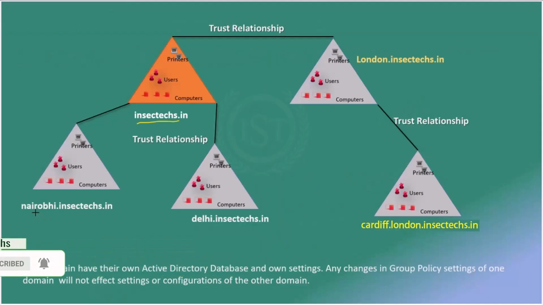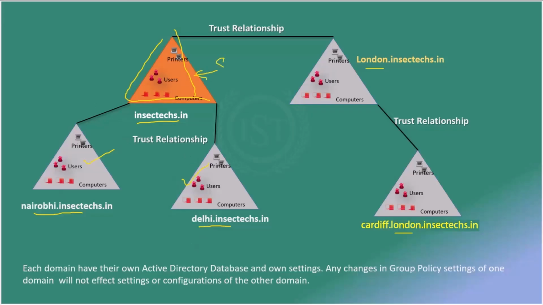Now I have started a new organization in Kenya, Nairobi, and I have started in my own country, Delhi, India, and I've also started in Europe, in Great Britain, London. So this is my primary domain, okay, and these are the subdomains, where I have a schema.